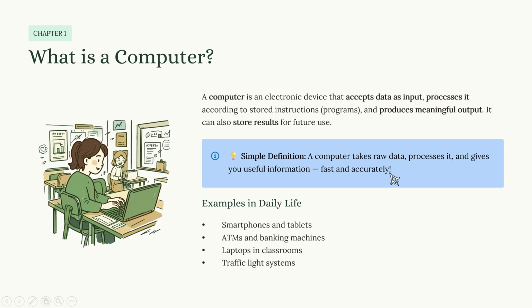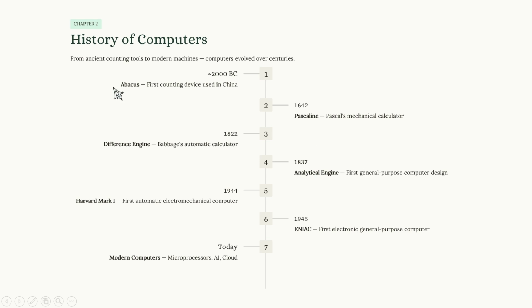Computers have evolved over hundreds of years. The journey began with the abacus, one of the earliest counting devices used for calculations. Later, in 1642, Blaise Pascal invented the Pascaline, a mechanical calculator capable of performing arithmetic operations. In the 19th century, Charles Babbage designed the difference engine and the analytical engine. Because of his contributions, Charles Babbage is known as the father of computers.